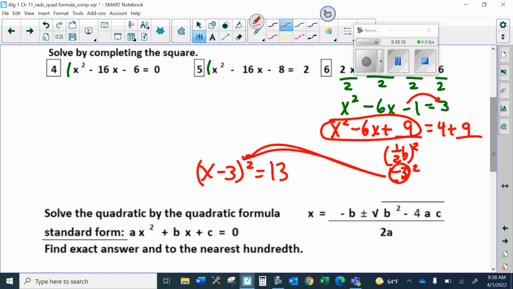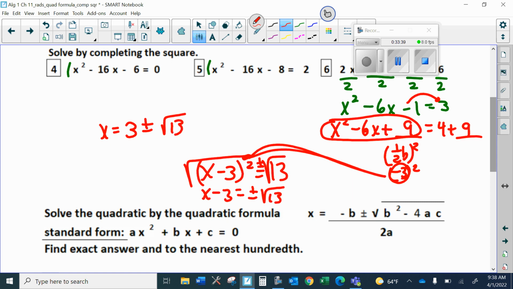Again, there's nothing to add, subtract, multiply, or divide. We're all the way up to exponents. So I take the square root of both sides, plus or minus. So I have x minus 3 equals plus or minus the square root of 13. The square root of 13 does not break down at all. There's no perfect square that goes into it. So my last step is to add the 3 across. So I get x equals 3 plus or minus square root of 13.